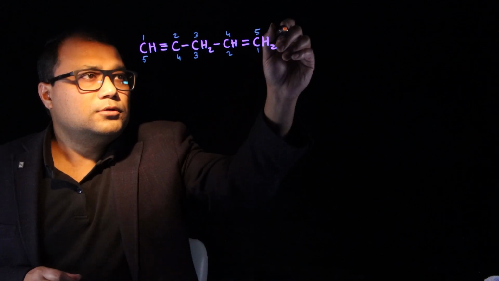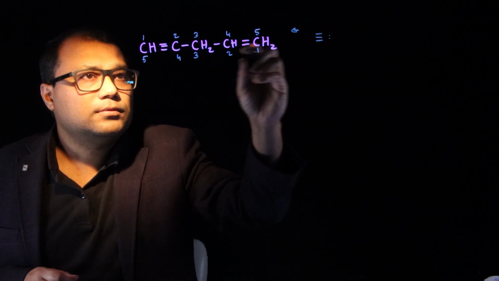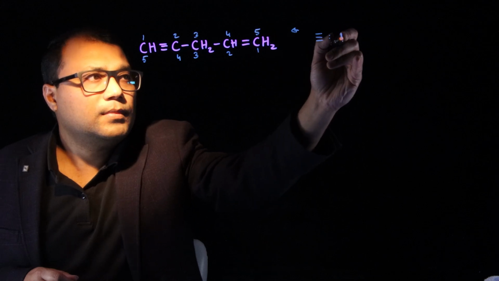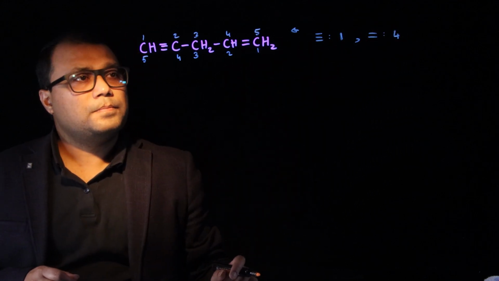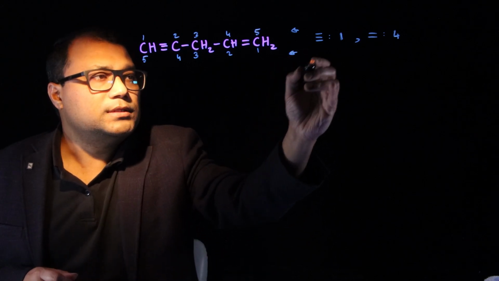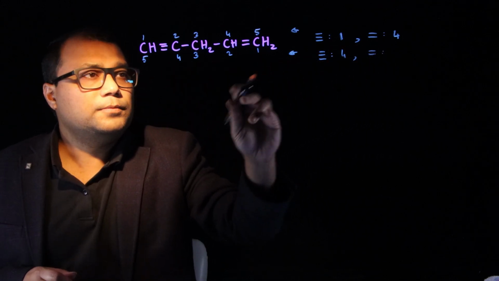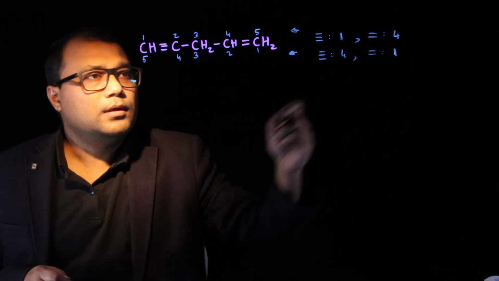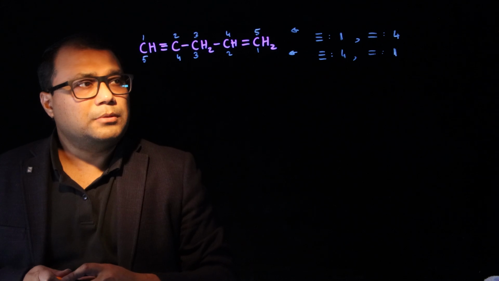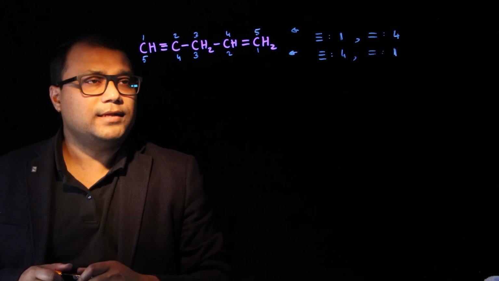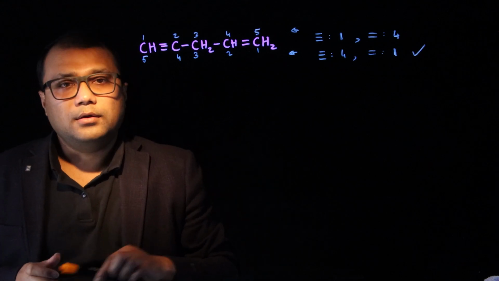Okay. So on the top one, the triple bond appears at 1 and the double bond appears at 4. In the bottom numbering scheme, the triple bond appears at 4 and the double bond appears at 1. So you can see this is the case of equivalent distance, where the double bond and triple bond are both at equivalent distances. In that case, the double bond gets the preference. So this one would be the right numbering scheme.